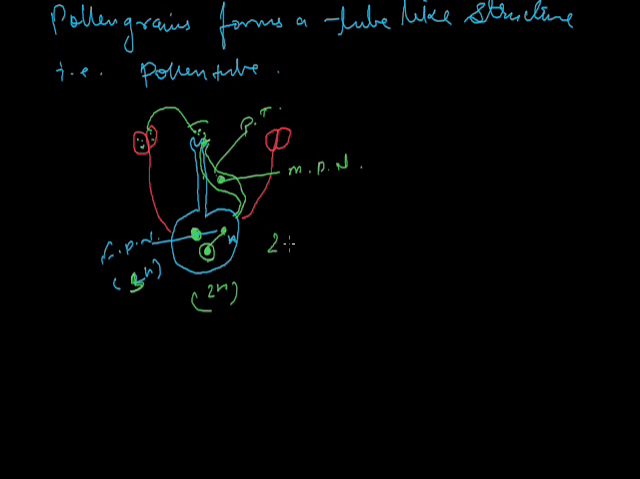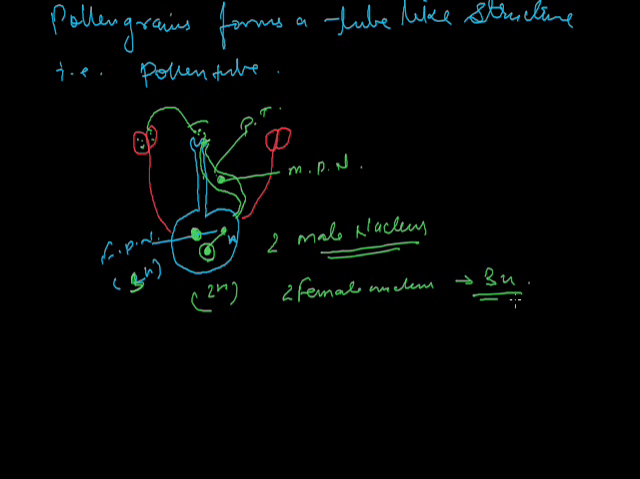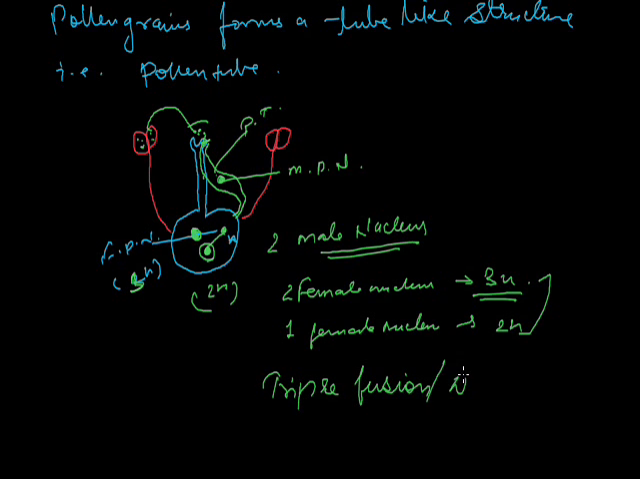So the two male nuclei will fuse: one with the two female pronuclei, and they will form the triple n condition, that is the triploid condition, and the other with one female pronucleus, that is the nucleus of the ovule, and they will form 2n condition. The whole process is known as triple fusion and double fertilization.